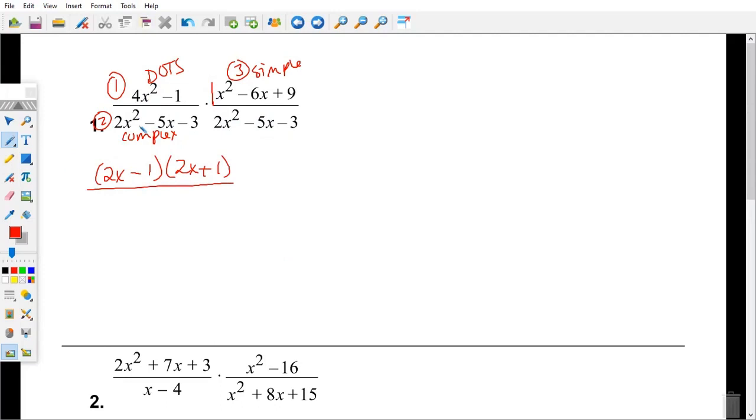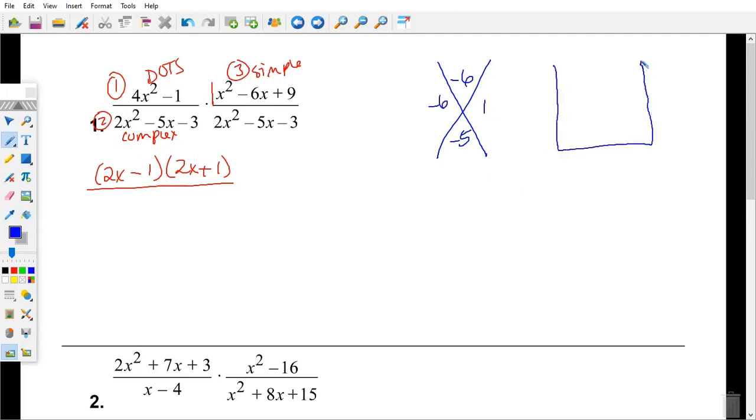We're going to factor the second one, which is our denominator. The second expression we have is 2x squared minus 5x minus 3. So it's complex, so that leads us to our X. 2 times negative 3 is negative 6. Our b is negative 5. What multiplies to give me negative 6, but adds to give me negative 5? Negative 6 and 1. Agreed?